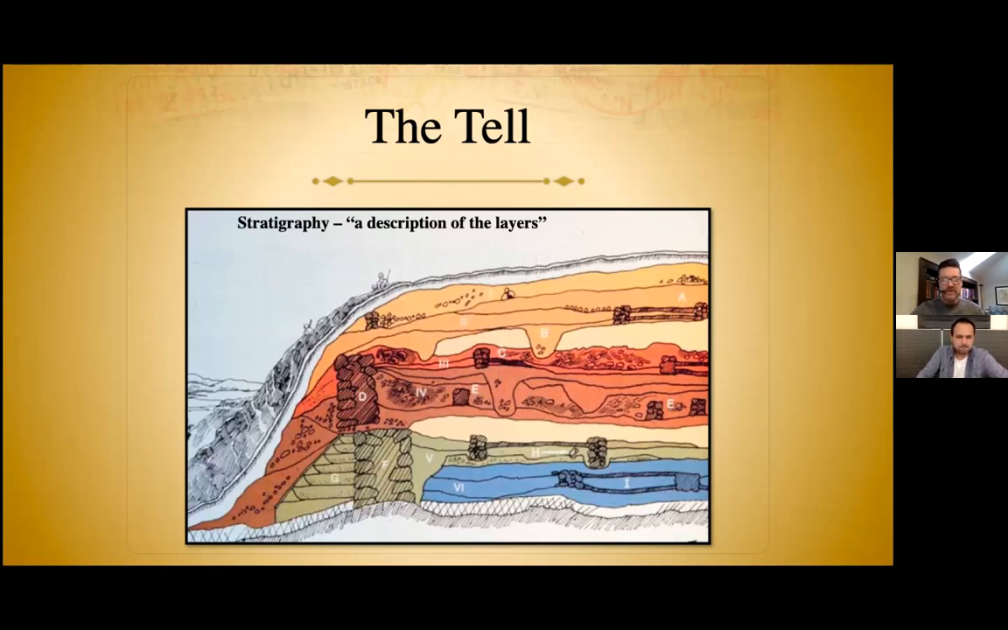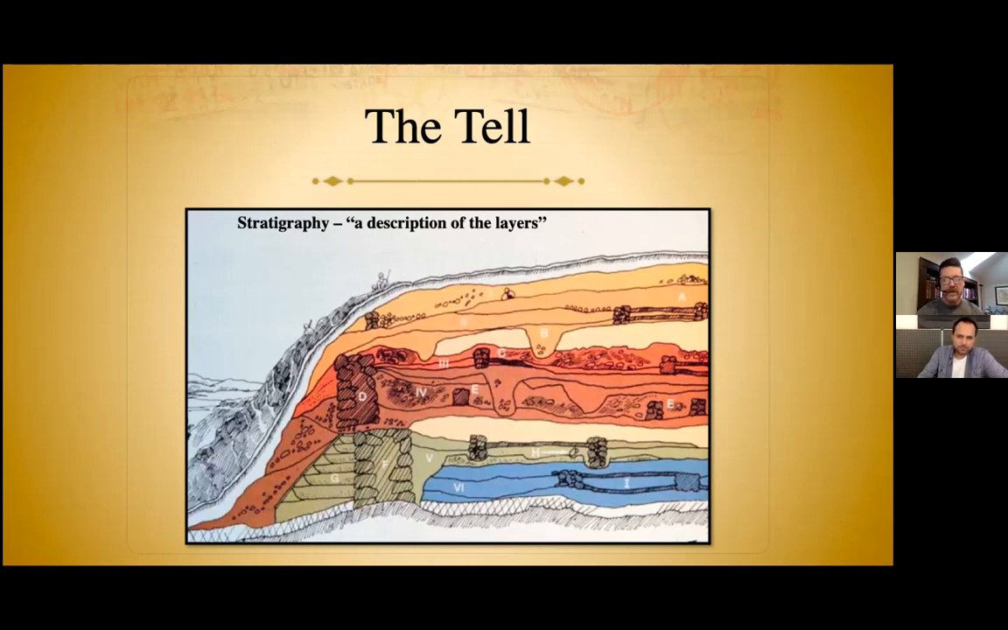And the description of these different layers we call stratigraphy. And you can see there in this little picture, there are different colors of the different layers. There's a blue on the bottom, the sort of reddish orange in the middle, and the yellow on the top.